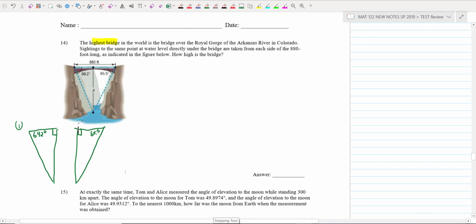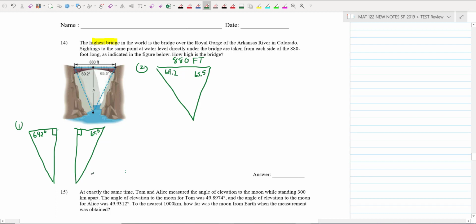At the beginning of the problem, these two right triangles aren't going to do us much good. The only thing we know is a side of the big triangle, so we'll probably go back to step one in a minute. Let's consider what's happening on the big triangle. This side right here is 880 feet, and we have these two angles, 69.2 and 65.5. We can only use law of sines if we know the opposite angle, and we can figure out that opposite angle.